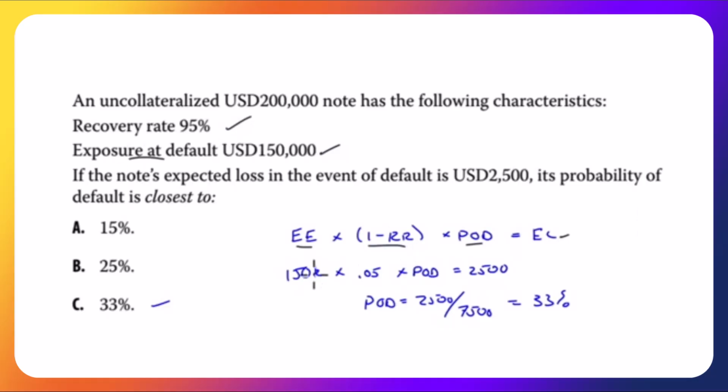We're told our exposure at default is 150. Recovery rate is 95%, which means loss rate is 5%. That's the unknown. We're told our expected loss is 2,500. 5% of 150 is 7,500, so probability of default is 2,500 over 7,500, or 33%.